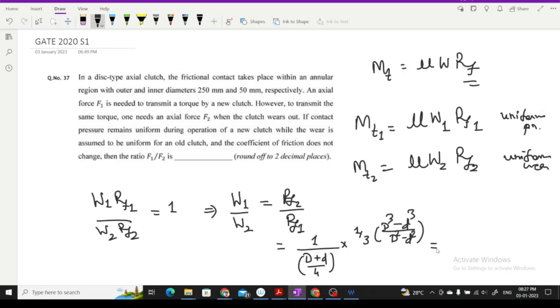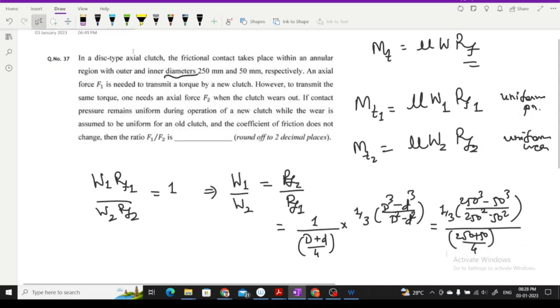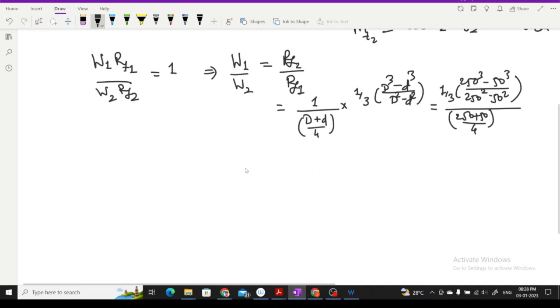Yes, sir. So if you put all the values, capital D and small d are given, right? Here it is in terms of diameters only. So basically this is 1 by 3, (250 cube minus 50 cube) by (250 square minus 50 square), divided by (250 plus 50) by 4. Correct? Yes, sir. So now if you go for finding this W1 by W2, it is almost around 0.871. So are you getting this?